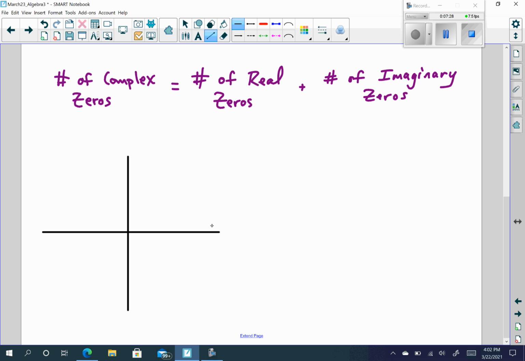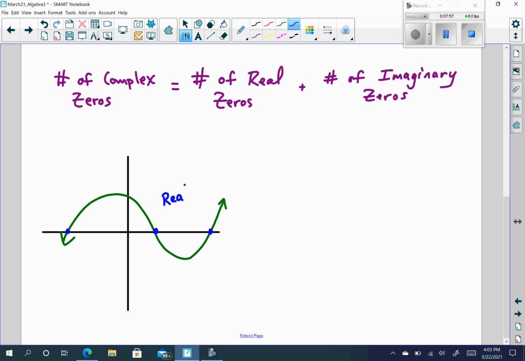So we're just going to draw a little graph of a general curve here, and indicate as much on this graph as we can. So go ahead and draw something that looks like this. I'm going to first put the points indicating the x-intercepts, the real zeros. Here, here, and over here.